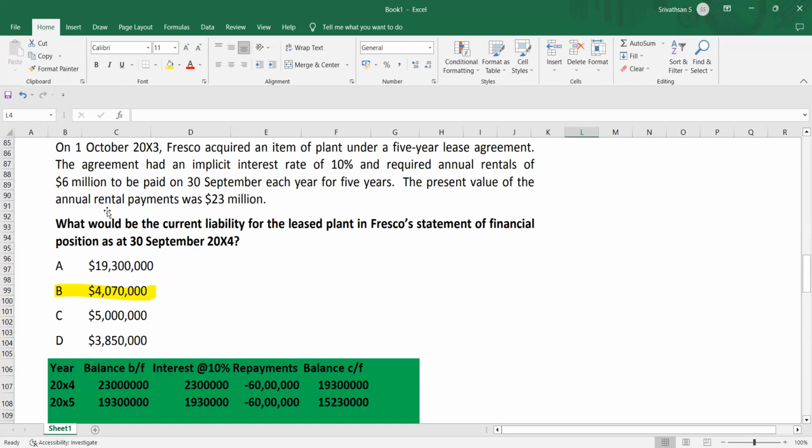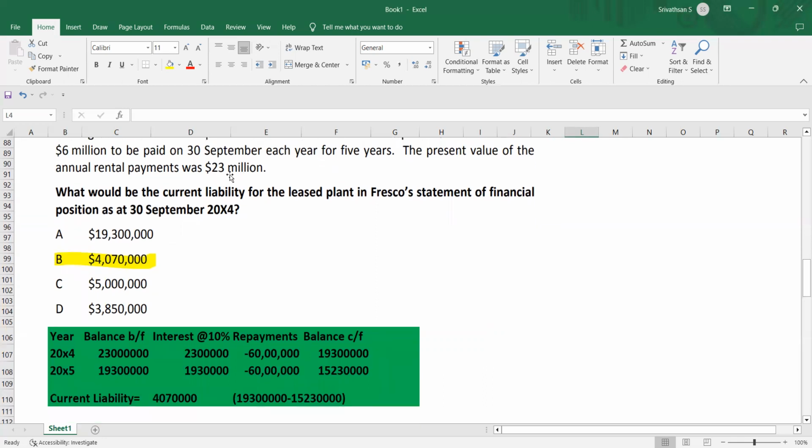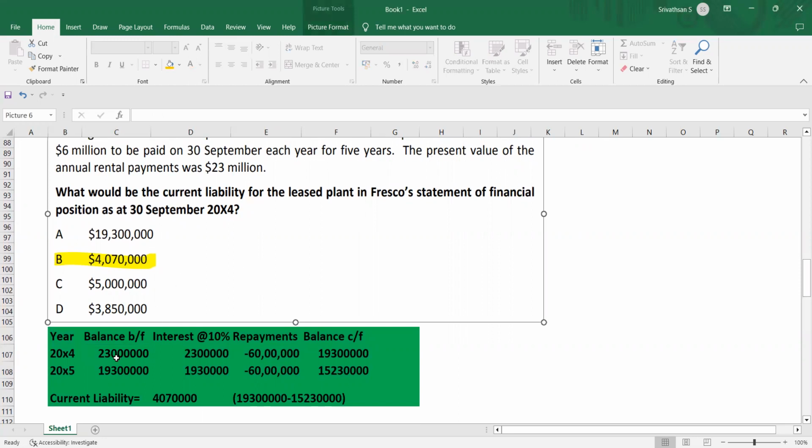The present value of the annual rental payments was 23 million. So here this 23 million is nothing but your lease liability. In this case also they have directly given the lease liability. So you just bring forward this lease liability here and apply 10% interest to it, and then deduct the repayments, because here the payments are made at the end of each year. So payments should be deducted after calculating the interest. The sum of all these numbers will give you the closing balance for the first year.